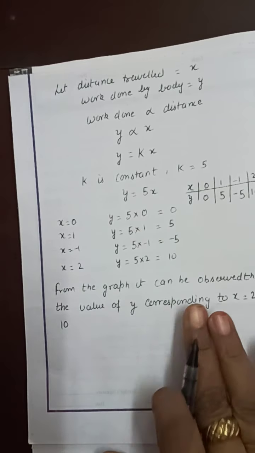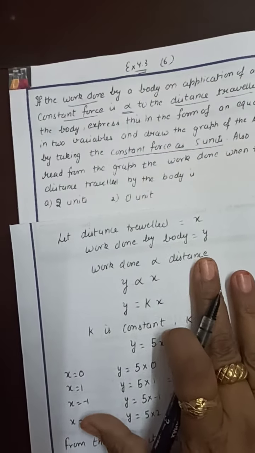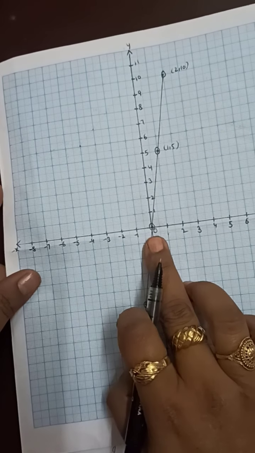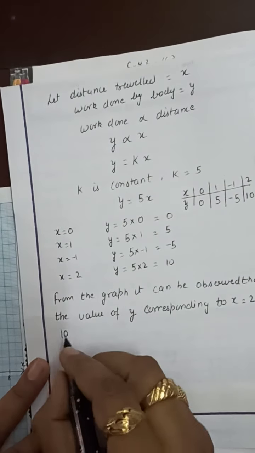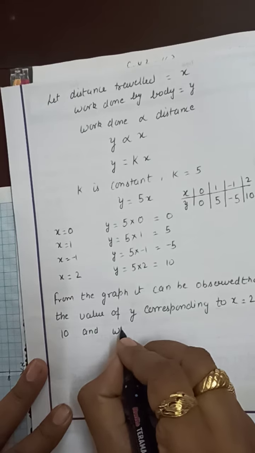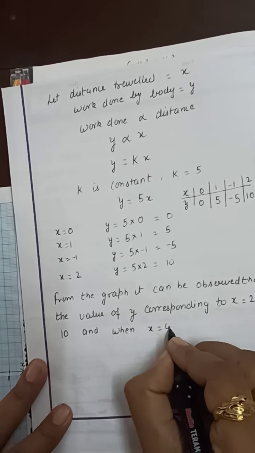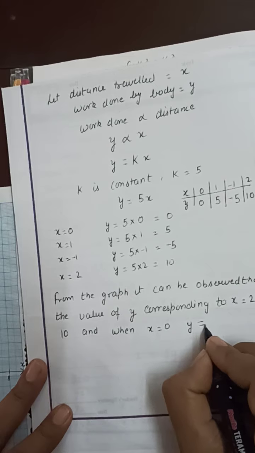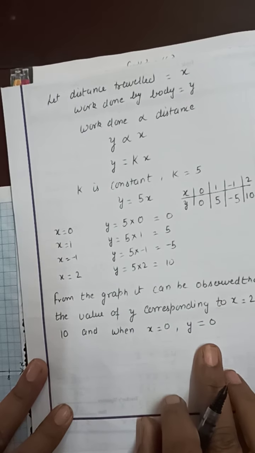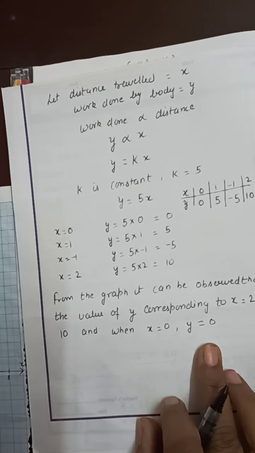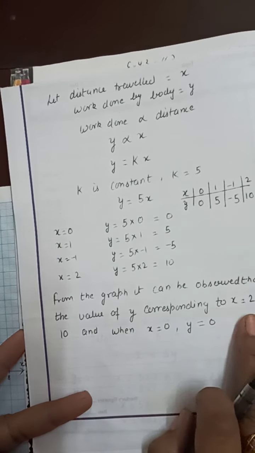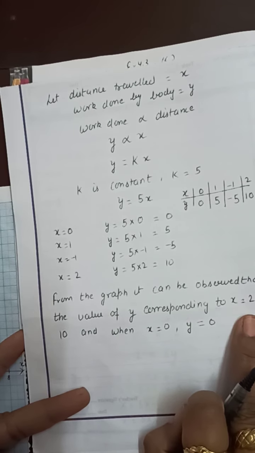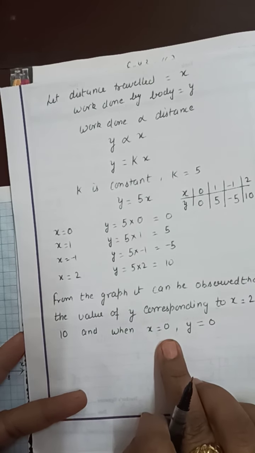And you can check the other second point: find the value when the distance is 0 unit. At the 0 unit the value of y is 0. You can check this part. x is 0, y is also 0. So the corresponding values I have read from the graph. So it means work done by the body is 10 units when the distance traveled is 2 units, and work done by the body is 0 when the distance traveled is 0.